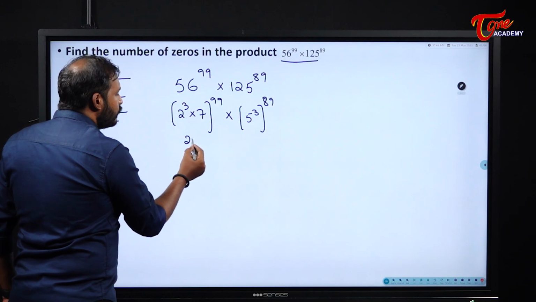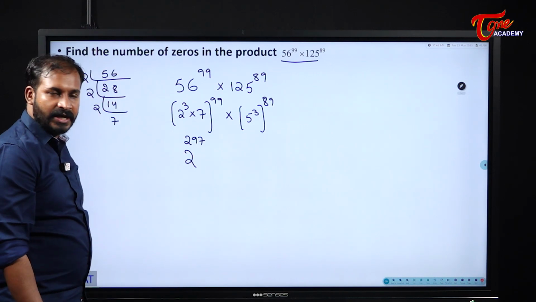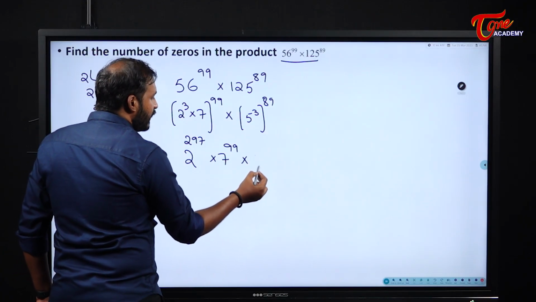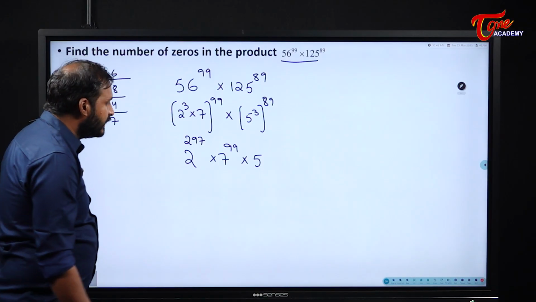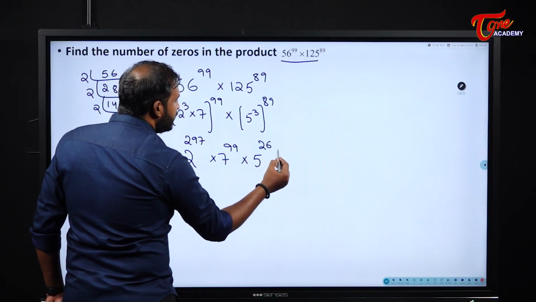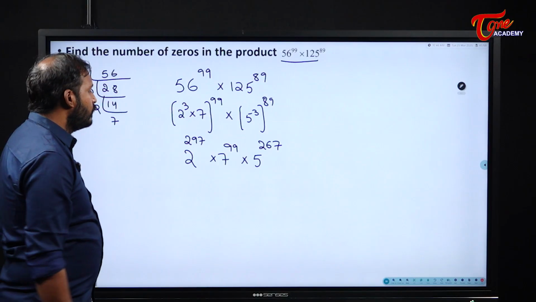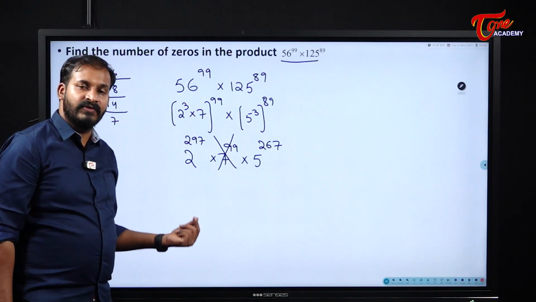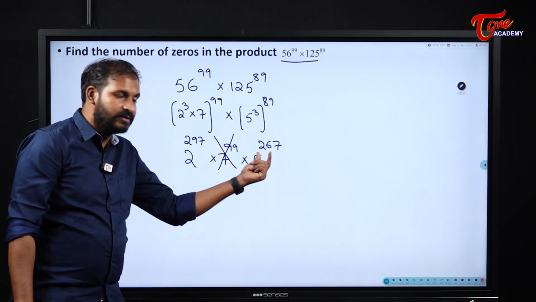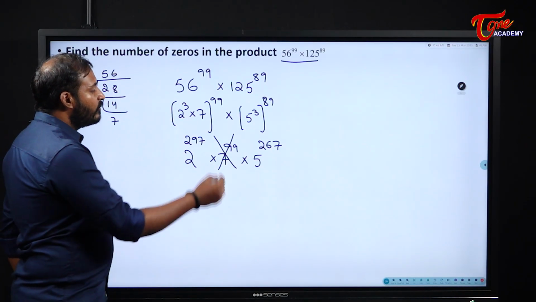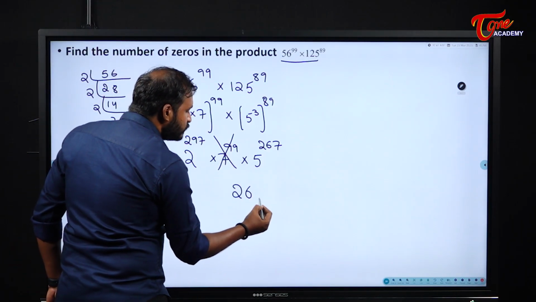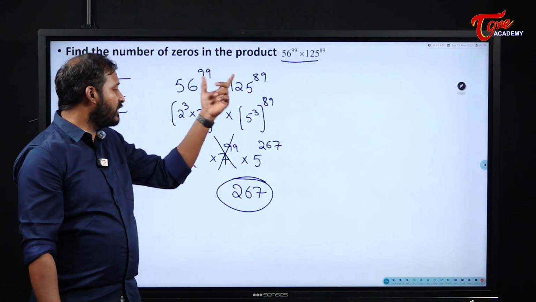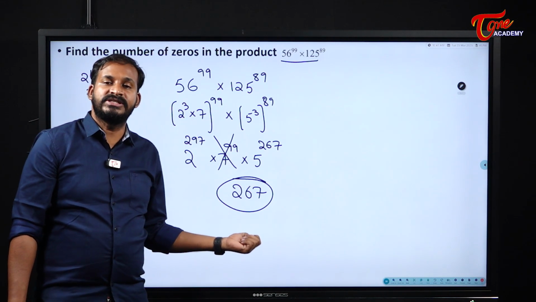99 3s are 297, into 7 to the power of 99, into 5 to the power of 89 3s are 267. Now we will not bother about the remaining prime numbers. We only concentrate on 2s and 5s. How many 2s do I have? 297. How many 5s do I have? 267. Now tell me how many zeros I can have here? I can have 267 zeros here. So the number of zeros for this question will become 267.